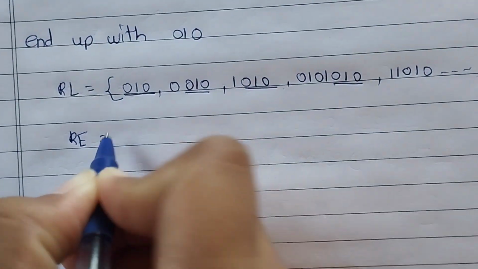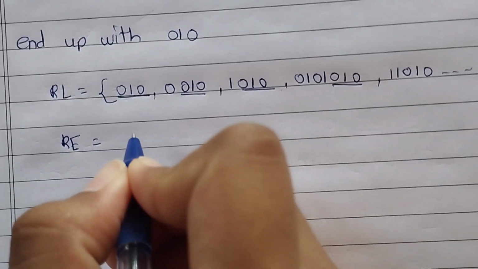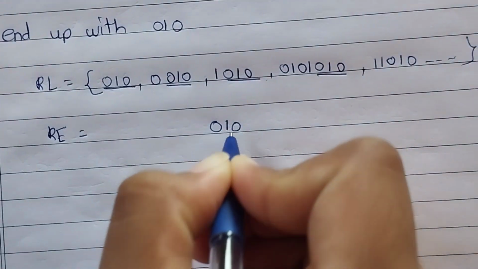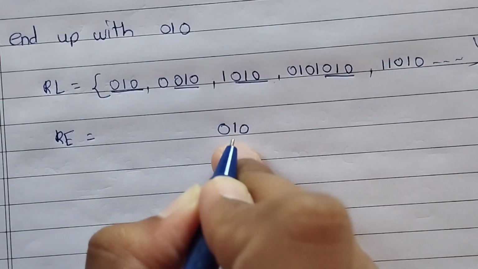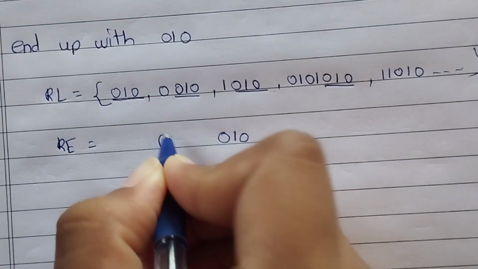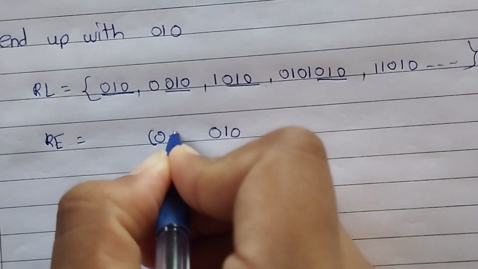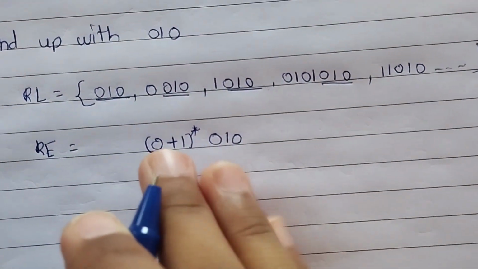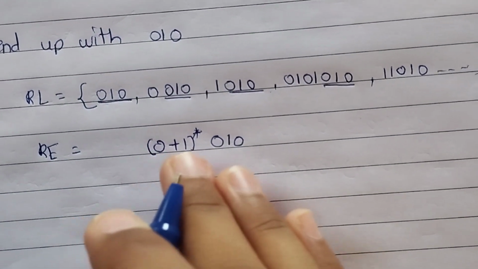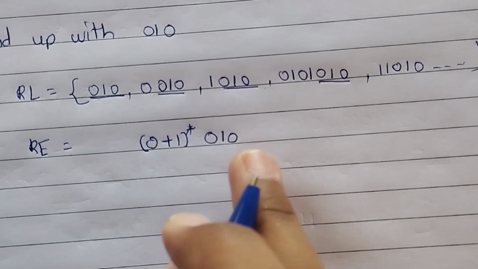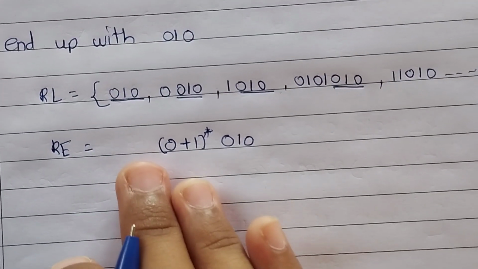So the regular expression for this is: first write 0 1 0, since the string ends with 0 1 0, and in front of it (0 + 1) star. Any string using 0 and 1 can be written in front of this 0 1 0. So this is the regular expression.